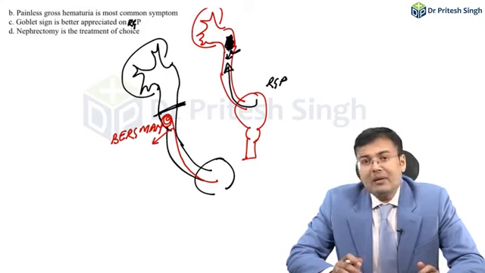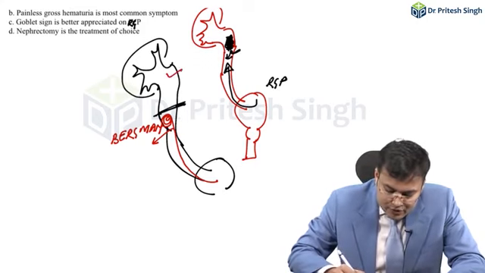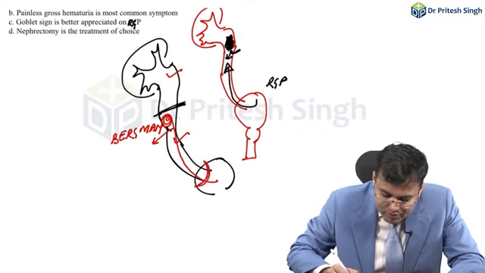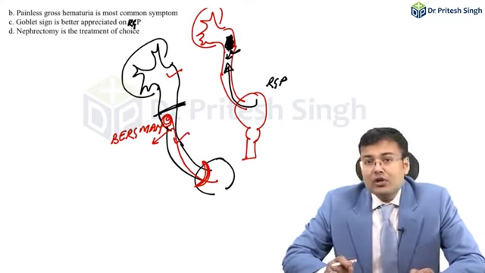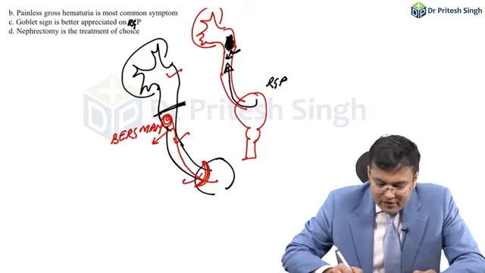So, what we are going to perform is the nephroureterectomy with a small cuff of bladder. So, the effective treatment is nephroureterectomy with cuff of bladder.